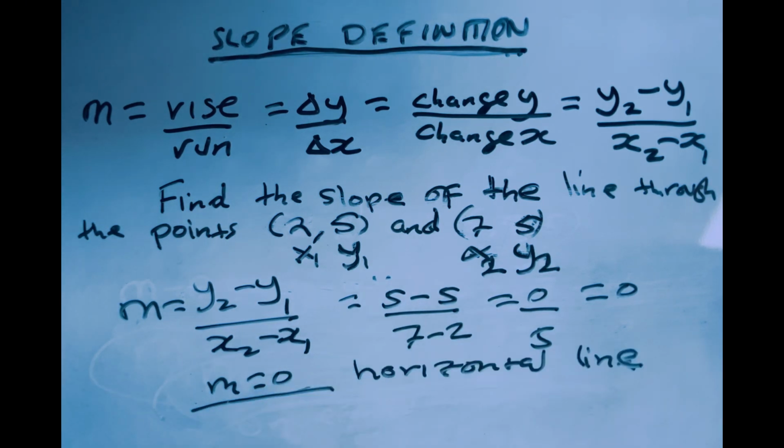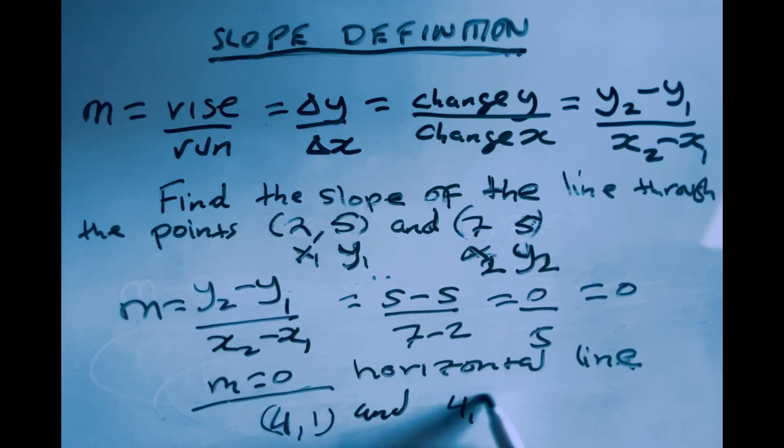We're going to learn this a little bit later, but for now, I want you to find me the slope of the line that's passing through points 4, 1 and point 4, 7.